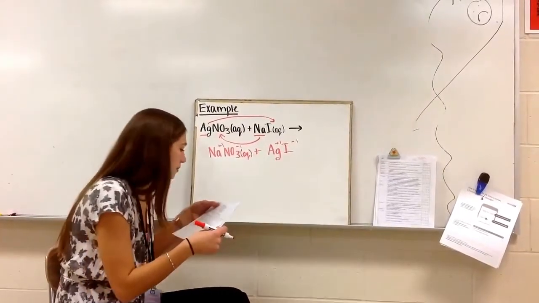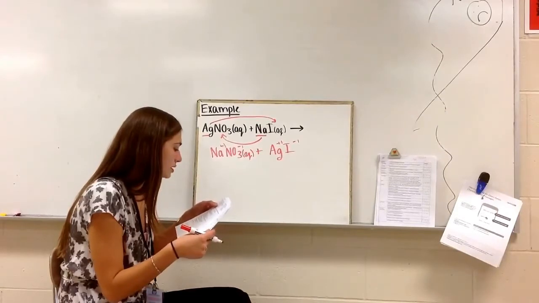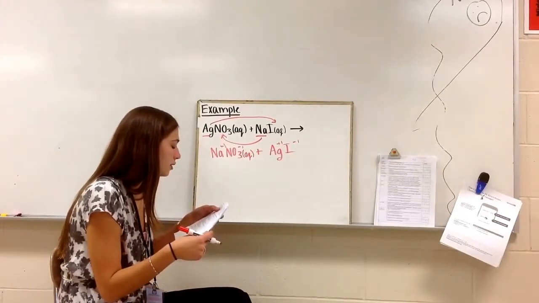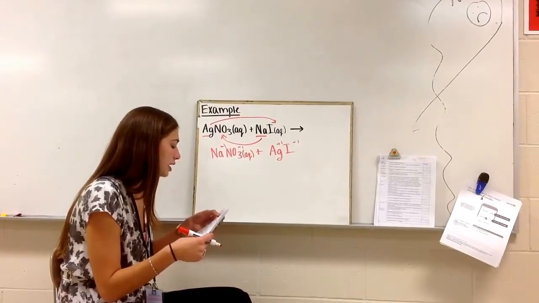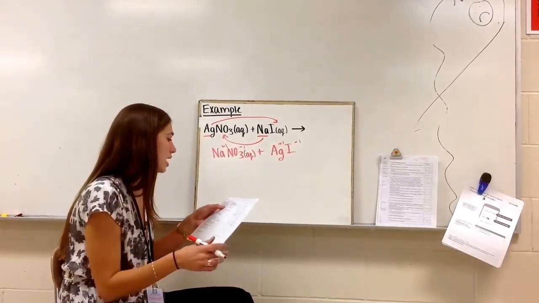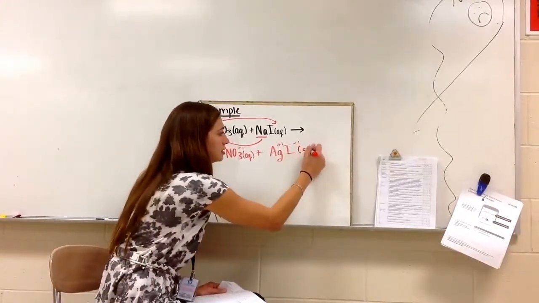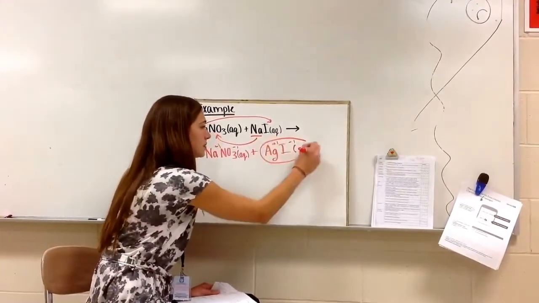Now let's go over here. We have an iodine, and what does it say about iodines? All chlorides, bromides, and iodines except silver, lead, and mercury. So if we're in our soluble column and it says that silver is an exception, that means that this is going to be a solid. So this is going to be our precipitate.